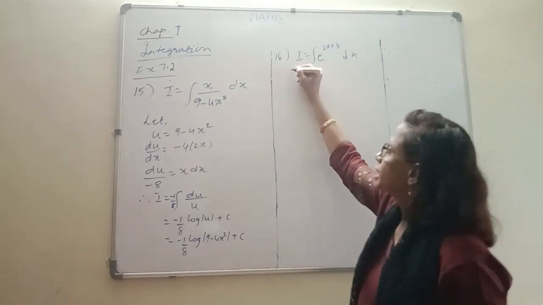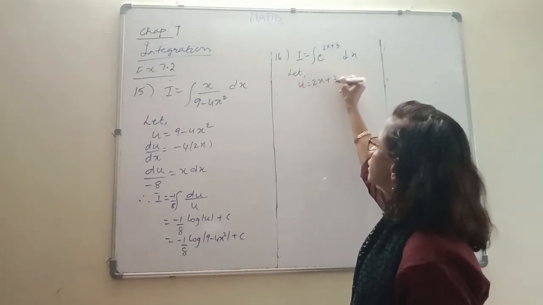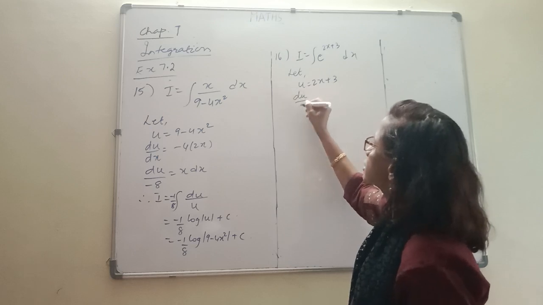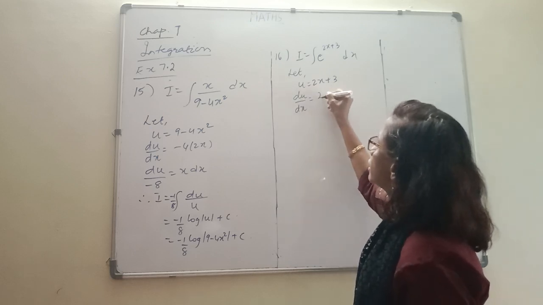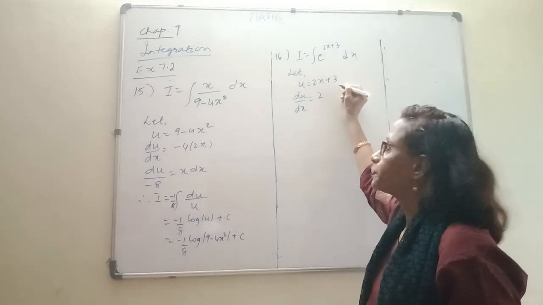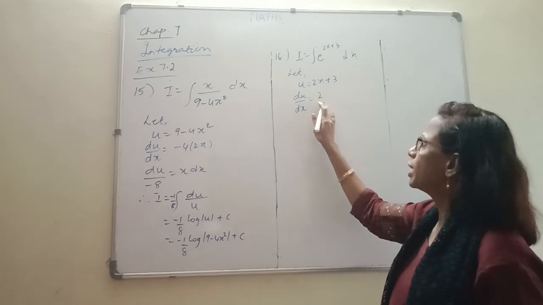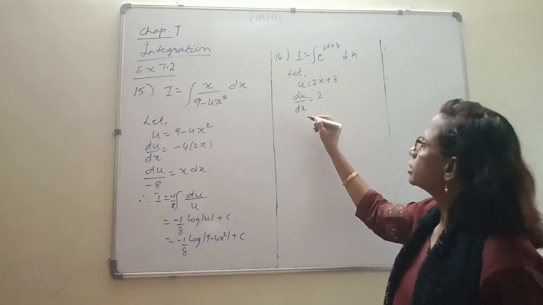So right away, let's start with u as 2x plus 3. Then in that case, you have the derivative on both sides. The derivative of 2x is 2, since the derivative of x is 1, and 3 doesn't have a derivative, so that's going to be 0. So therefore you have the overall derivative only as 2.